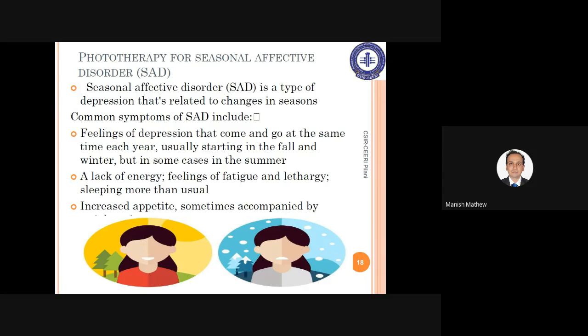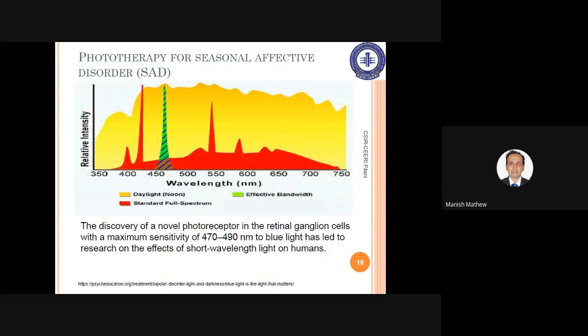Another symptom of SAD is a lack of energy, feelings of fatigue and lethargy, and sleeping more than usual. It usually happens when there is a change in weather or season. Like in winter, you sleep more as compared to summer. And the third symptom is increased appetite. You eat a lot, and sometimes it can be accompanied by other causes. Now, how to treat this SAD?